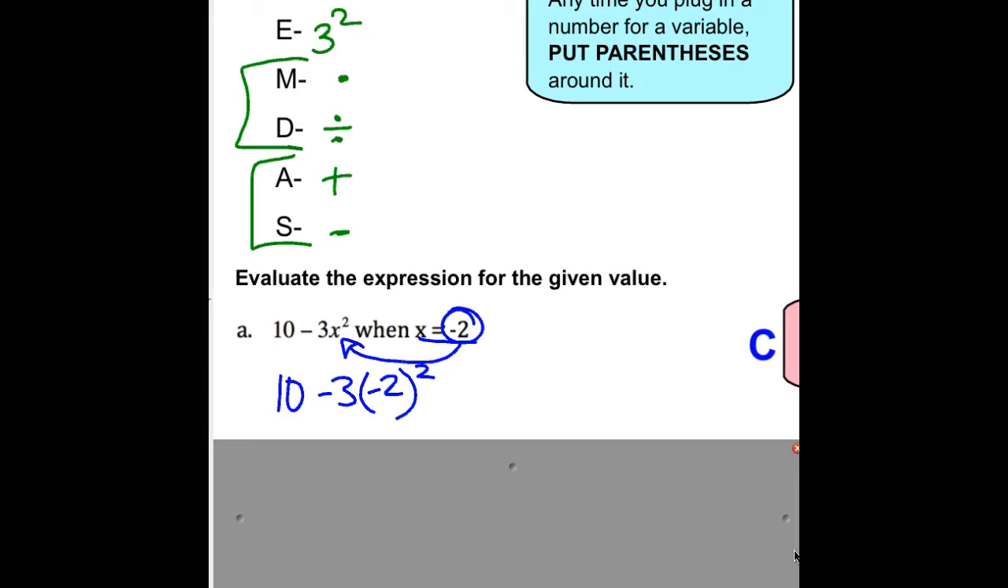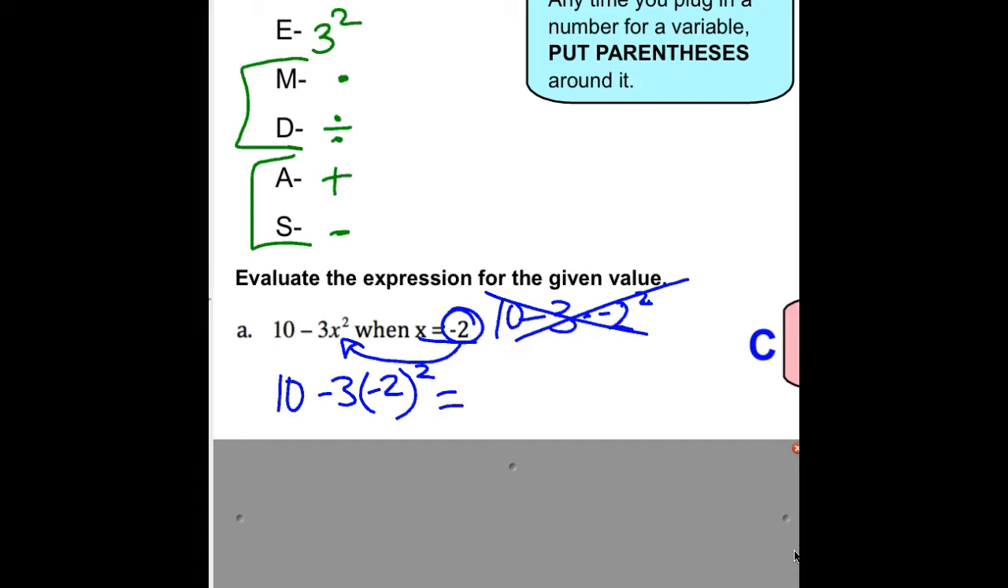The reason being that if you type this whole thing into your calculator and you did not have -2 in the parentheses, this would not be correct because you would still have a negative number left. If you just went 10 minus 3 times -2 squared, when you square, you're only squaring the 2 and not the negative. And so this is not going to get you the same thing.